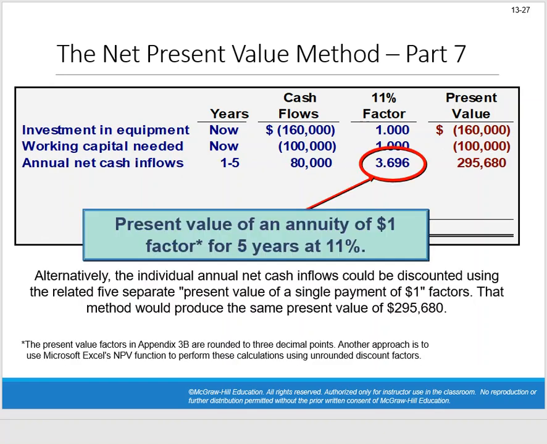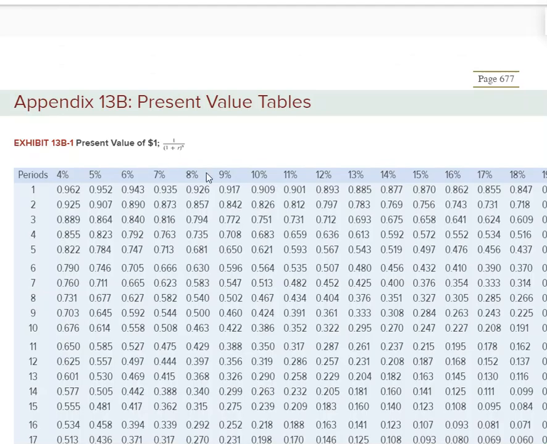Let's keep going. So we've got these annual net cash inflows. We're going to make $80,000 of cash inflow for each of the next 5 years, years 1, 2, 3, 4, 5. So we need to go find the factor for that on our present value of an annuity of 1 table. So hold on one second. Let me flip a few pages here. So I'm in Appendix 13B of your textbook. I'm looking at the ebook, page 677 to be exact.